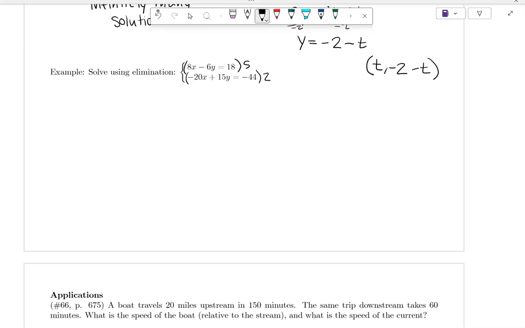You could do like 8 on the bottom and 20 on the top because you know that they would cancel, but your numbers are just going to be really large. So the easier way is to do 5 and 2. And then once we do that, we get 40x minus 30y equals 90, I believe. Correct me if I'm wrong. And then on the bottom, we get negative 40x plus 30y equals negative 88.